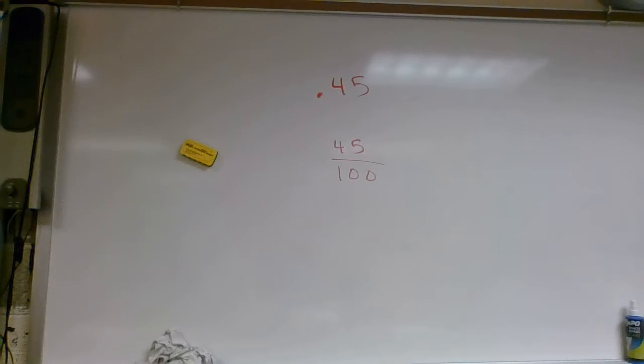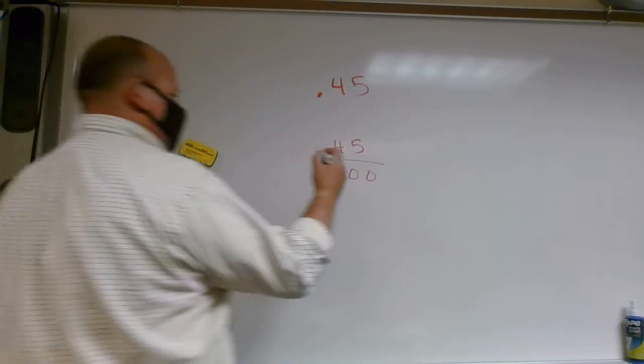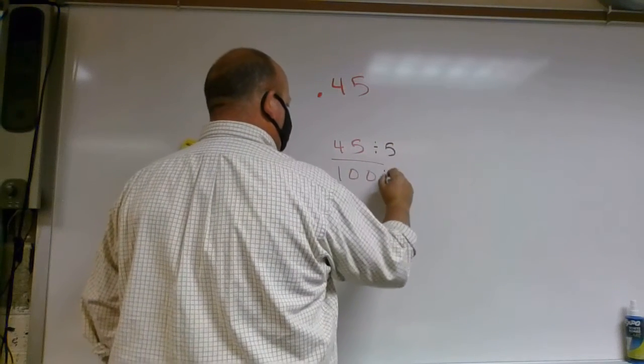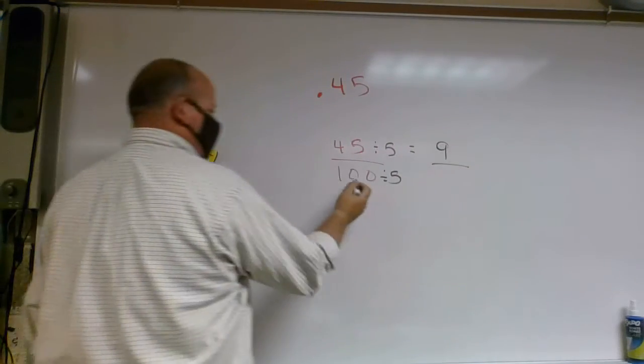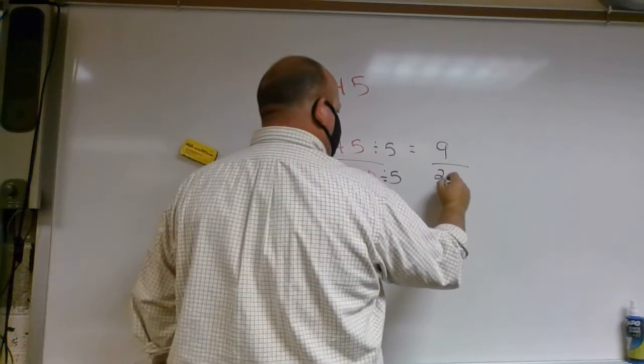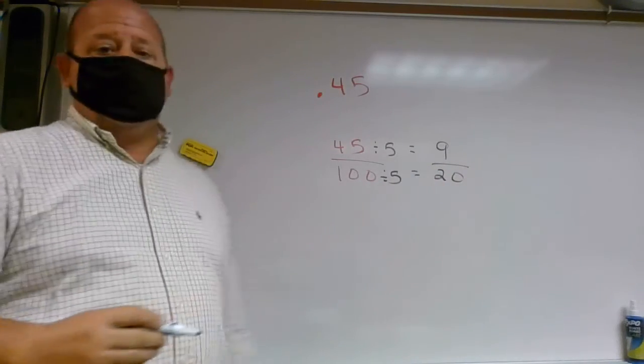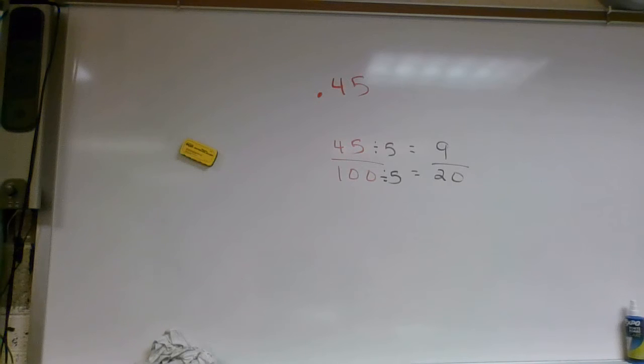But we're not done with 45 hundredths, sorry. Both the top and the bottom are divisible by 5. 45 divided by 5 is 9. 100 divided by 5 is 20, and you're done. 9/20ths. So, if it says convert that decimal into a fraction, it will say in lowest terms, okay? That's all it means, is reduce it to lowest terms. You're done. That's all the parts of number 1.